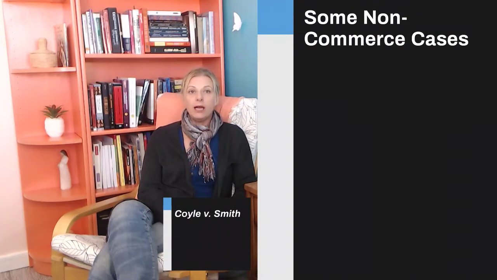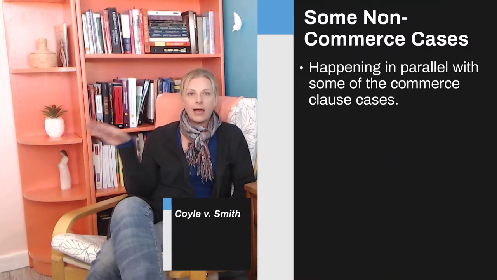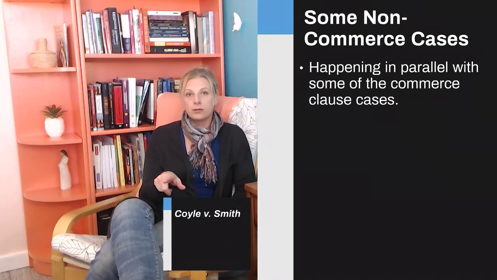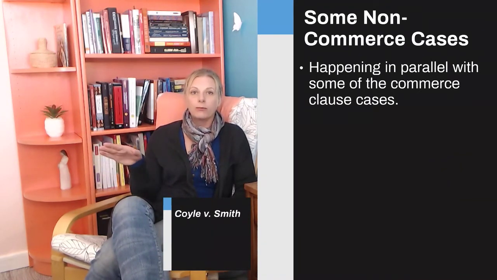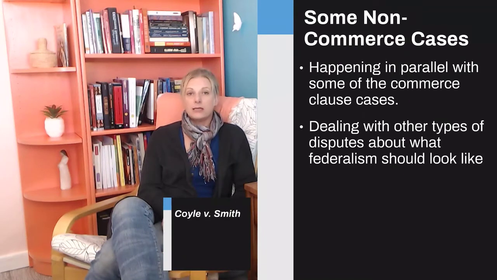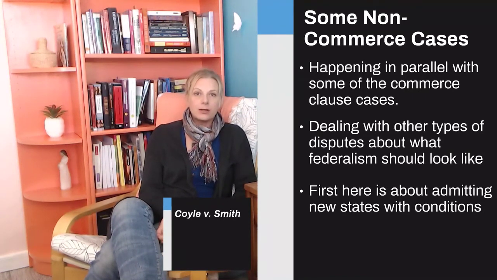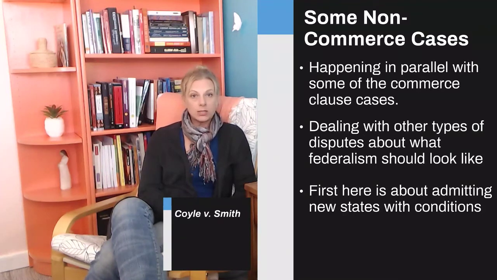But in the meantime, we do have some non-Commerce Clause cases that are highly relevant to this question of federalism. So if we skip forward, these are happening in parallel mostly with some of those more specifically Commerce Clause cases. And so we'll be able to kind of understand them as being related and sort of happening during the same era. But these cases that we'll talk about for the rest of this video are dealing with other types of disputes about what federalism should look like. And so the first thing we have is about the power of Congress to attach conditions when admitting a new state into the Union. So we're going to talk about Oklahoma, Coyle versus Smith.